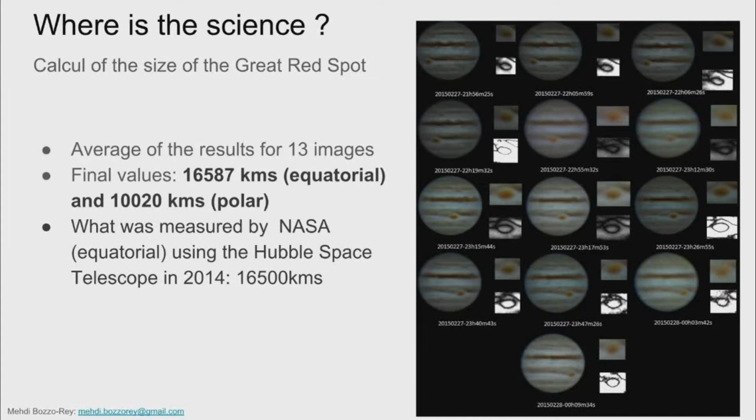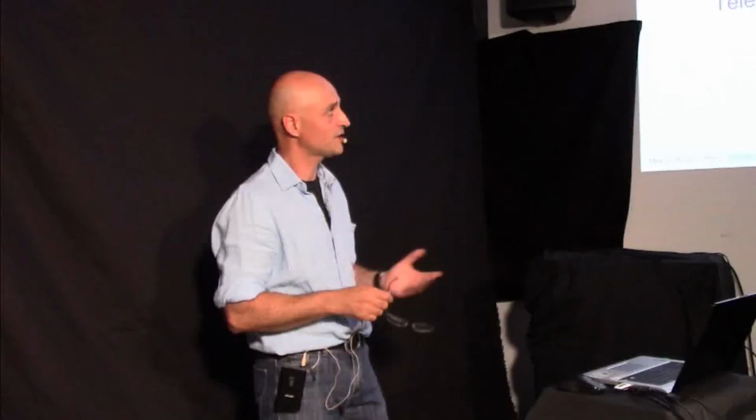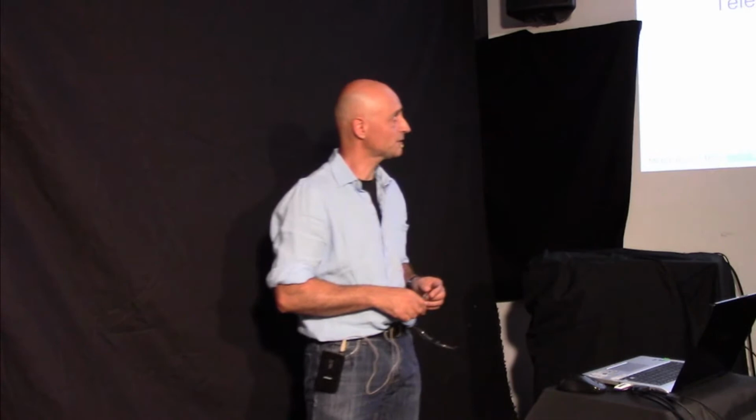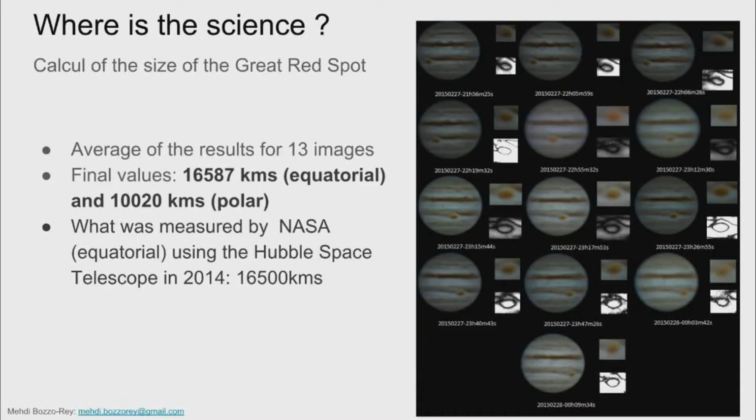16,587 kilometers for the equatorial diameter and 10,020 kilometers for the polar diameter. Then I did a search on one of my best friends, Google, and I found a paper published by NASA. They did the same type of measurement using pictures from the Hubble Space Telescope in 2014, and they ended up with an equatorial diameter of 16,500 kilometers, so that was pretty good and accurate. So yes, you can do real science from your backyard, and it's not even using super difficult mathematics.